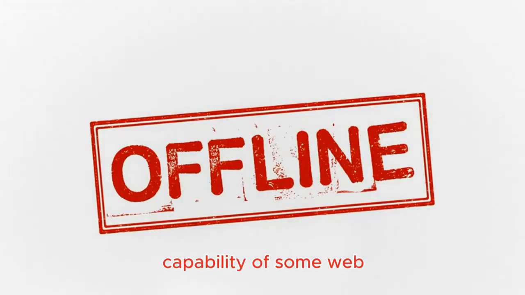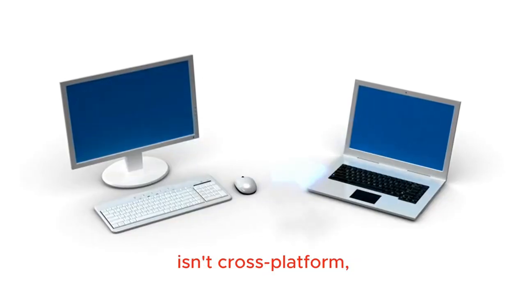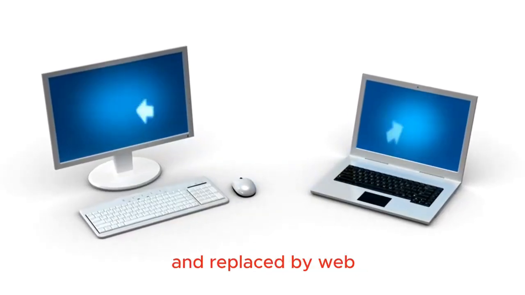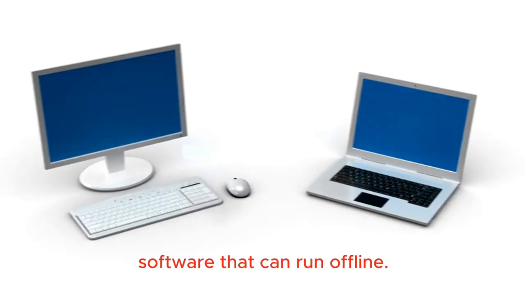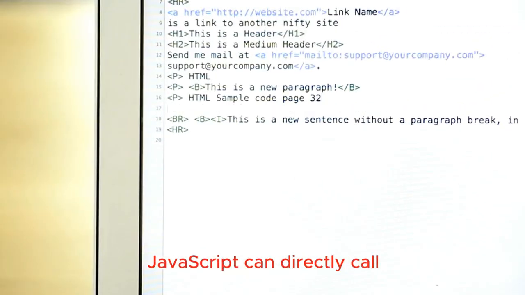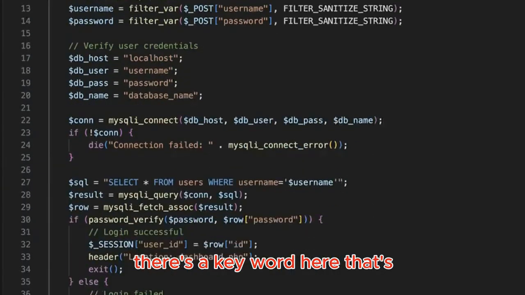Because of the offline capability of some web software, and the fact that desktop software isn't cross-platform, desktop software may eventually be phased out and replaced by web software that can run offline. The previous video emphasized that HiWayCAD's front-end JavaScript can directly call back-end C# code. Some might object to this, as there's a keyword here that's often overlooked: directly.